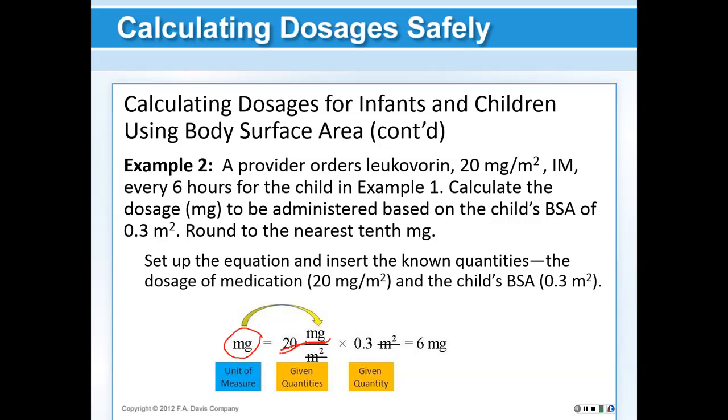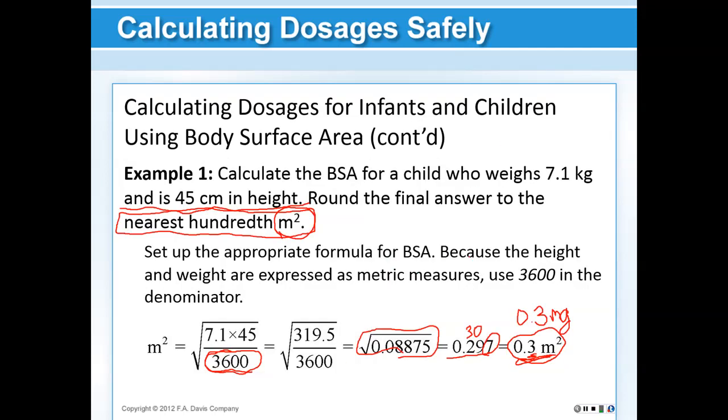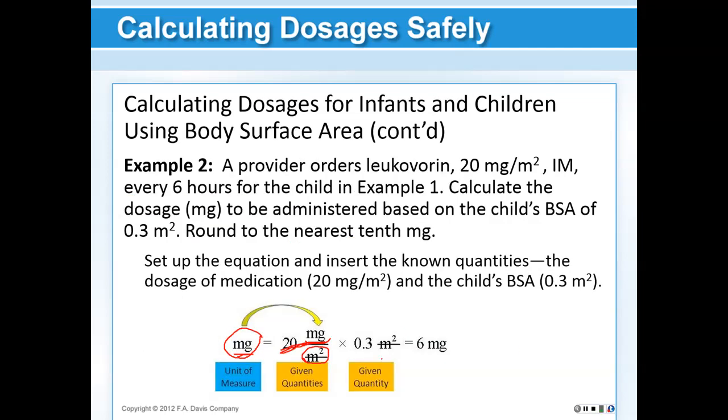So we have 20 milligrams per meter squared, and when we look at our answer, we're not looking for meter squared in the answer, so we've got to figure out a way to get rid of meter squared, and it kind of clues us and says the child from example 1. So I'm going to scroll back to example 1, and we had 0.3 meters squared. So here's where we will enter that information.